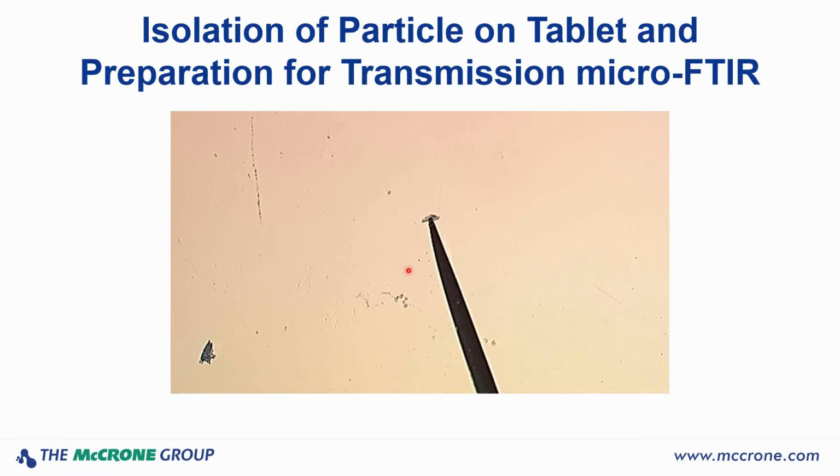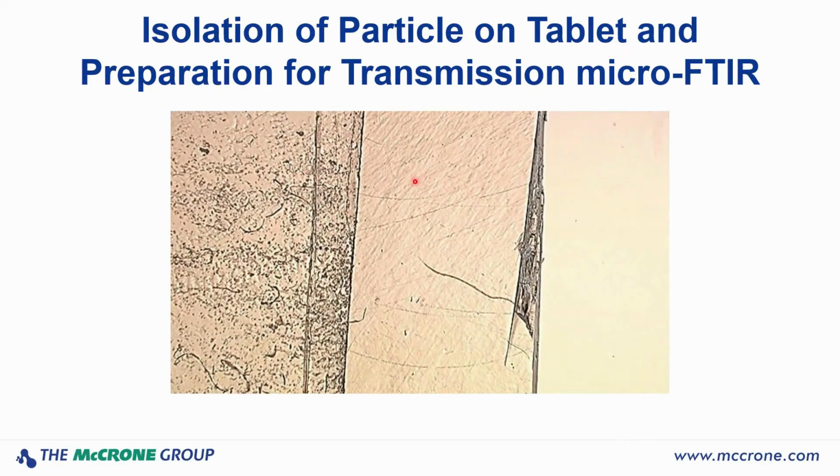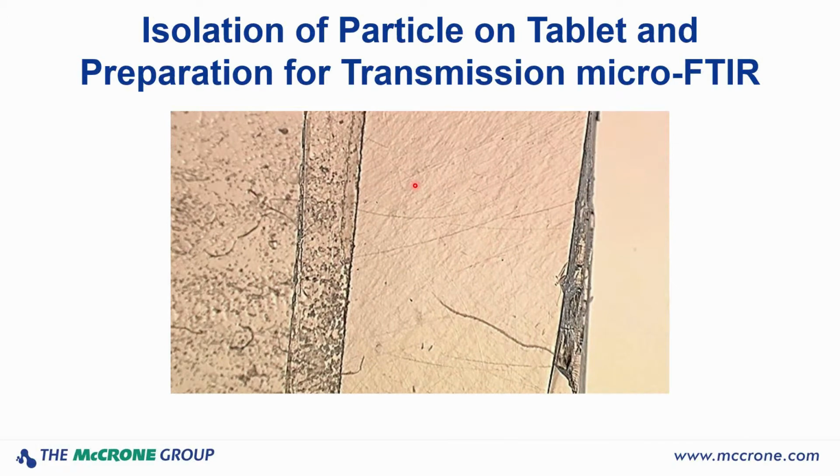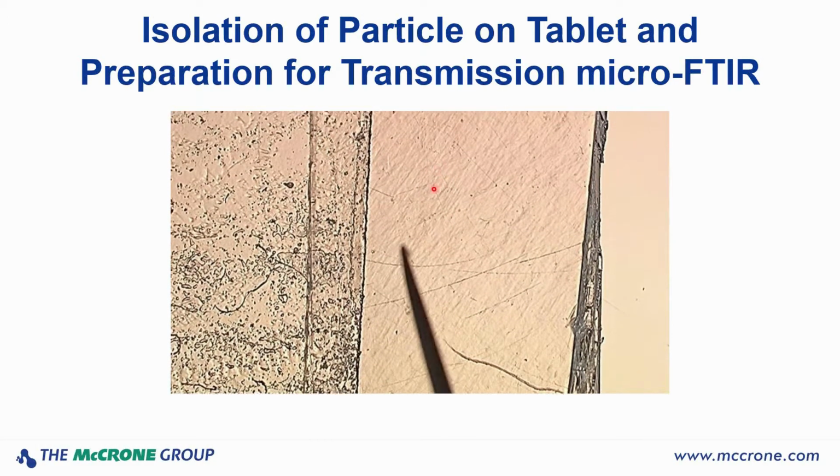We're going to pick that particle up. I'm going to move this slide out, and I'm going to bring in another slide that is holding my potassium bromide salt plate. I've gone back to coaxial illumination so that I can see a lot of the surface scratches and things here. We're going to lay our particle down.